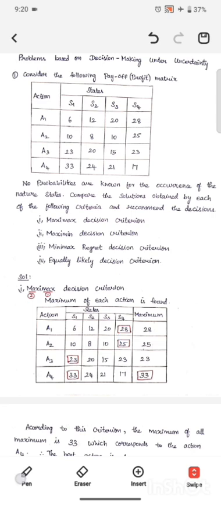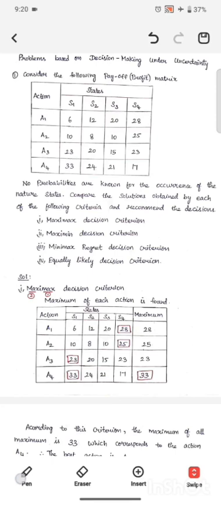Maximax decision criteria, maximin decision criteria, minimax regret decision criteria, equally likely decision criteria. First we will see about maximax decision criteria. Here I have drawn the same table as given in the question. Extra, I have added a maximum column. So we are going to find the maximum value in each row: action 1, action 2, action 3, action 4.